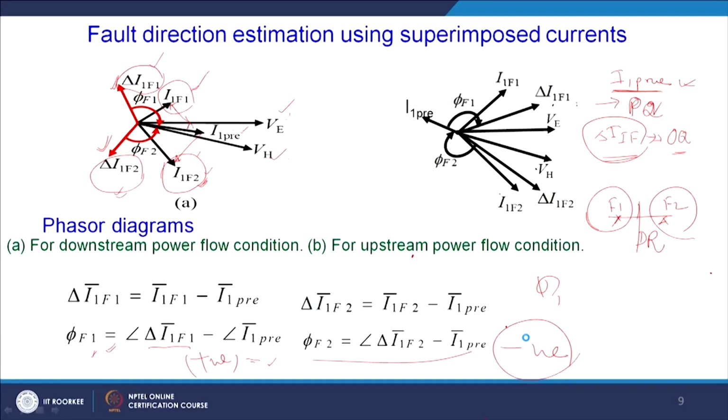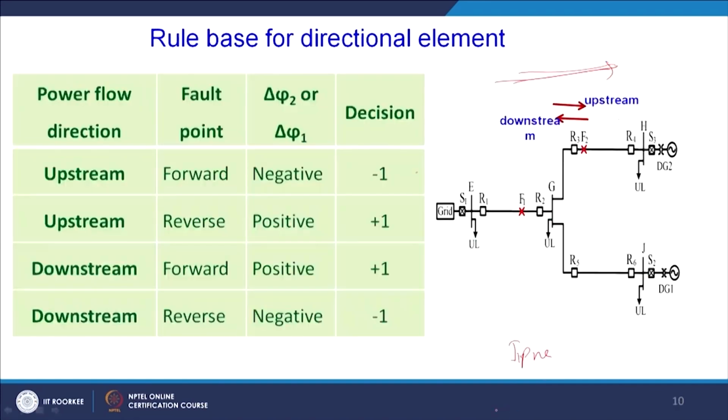Here you can see, if this is my I1 pre direction when the power flow is basically from left to right, and this is my relay location, then this will be my I1 pre. Now, if this power flow direction changes, then the corresponding current direction will change, it will be minus I1 pre. That is why, instead of I1 pre here, this will be just opposite, this will be I1 pre dash, and that is why the corresponding angle will be opposite.